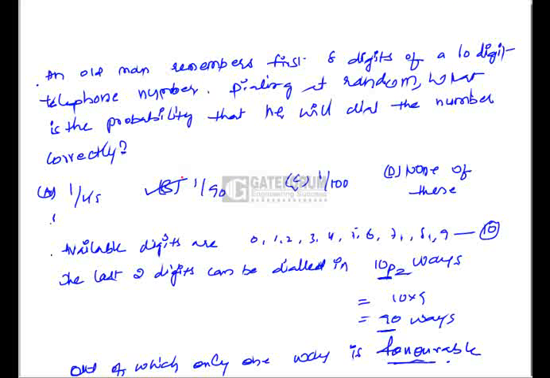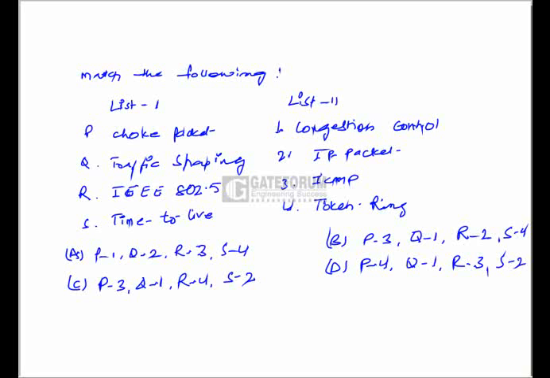Match the following. So we are having two lists. The list 1 says this is P, Q, R, S, and list 2 is 1, 2, 3, 4. Here in list 1: choke packet, traffic shaping, IEEE 802.5, and the time to live field in the packet header. List 2 contains congestion control, IP packet, ICMP and token ring.